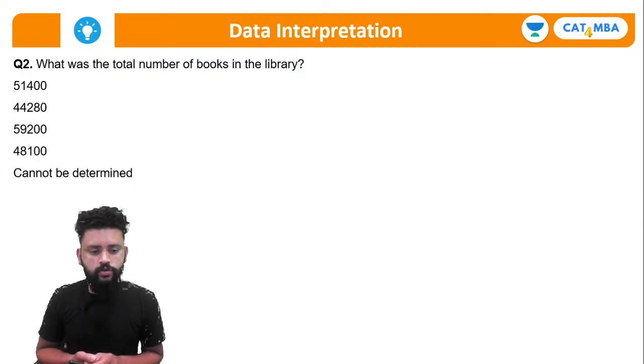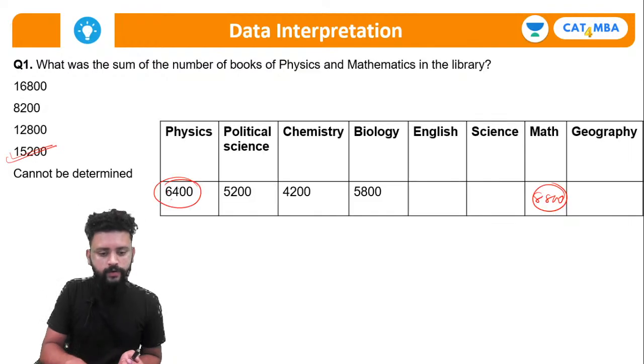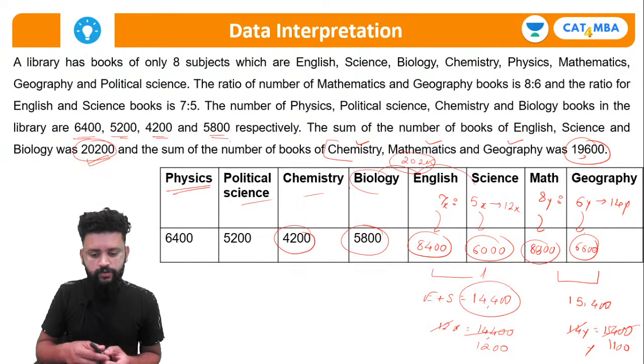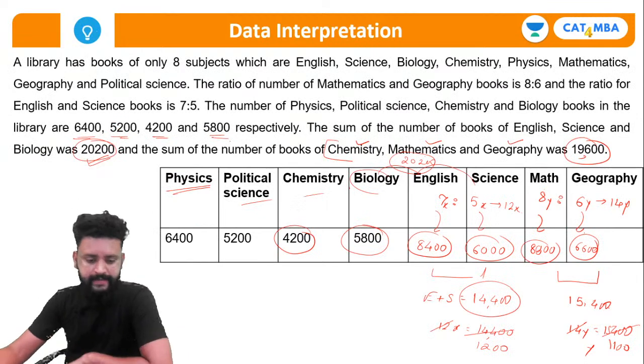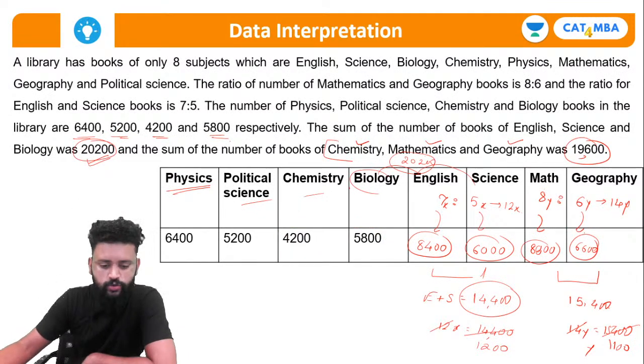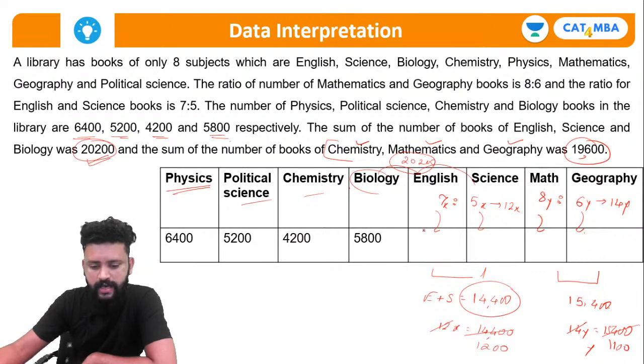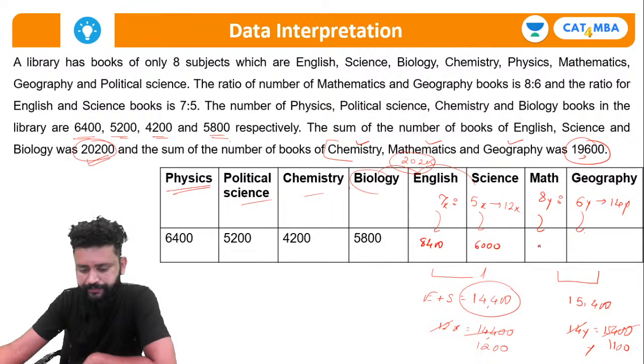So what was the total number of books in the library? Total number of books in the library. So we need to add the total. As I said, just a calculation, guys. It totally depends how fast and quick your calculations are. I'll just write down the values again. 8,400. This was 6,000. This was 8,800 and 6,600.